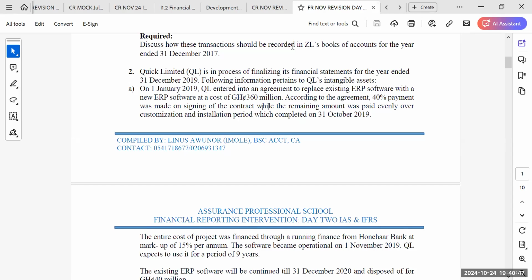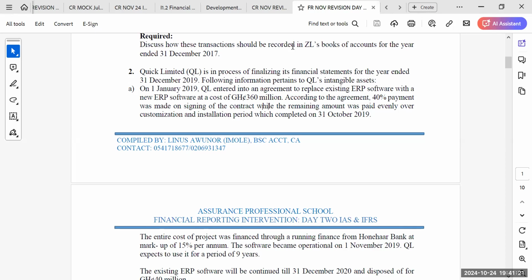So the money of 360 was taken from a bank to finance this one, and the asset has taken 10 months to be ready for use. That 10 months can be deemed to be substantial. So you charge interest for 10 months and add it to the initial cost of the asset. And you start amortizing from 1st November to the end of the year, which will be 31 December. So you charge amortization for 2 months, and 2 months of the interest will go to profit or loss. Okay, that is what I want to open your mind to.